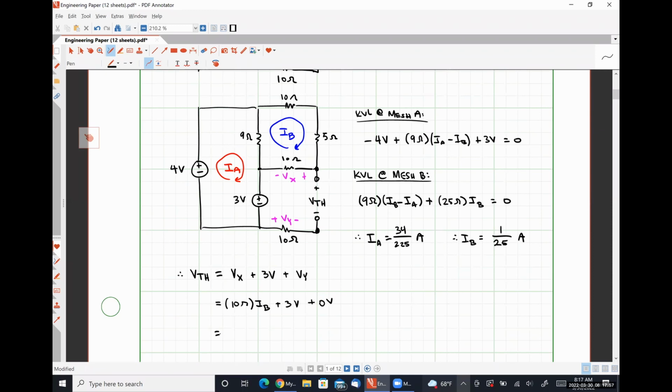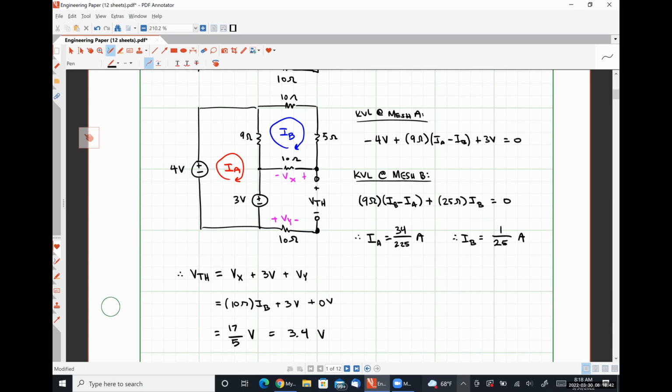So from this, I get a voltage VTH of 17 over 5 volts, which is the same as 3.4 volts. So this is my Thevenin equivalent voltage as seen by the 1 ohm resistor. If I had pulled any other resistor out, my Thevenin equivalent voltage would be different, okay? So it matters where we're measuring it from.